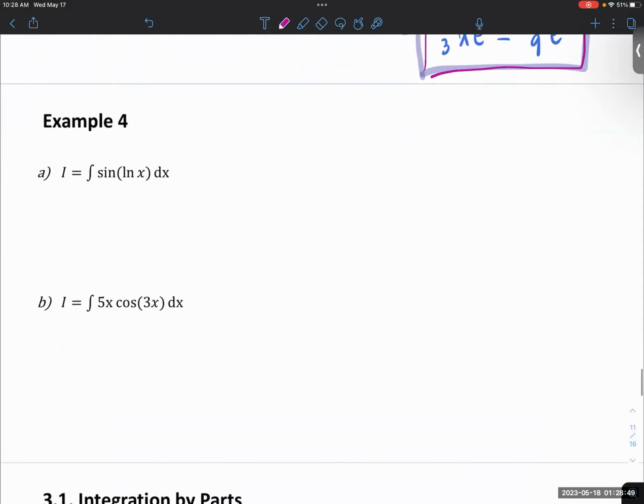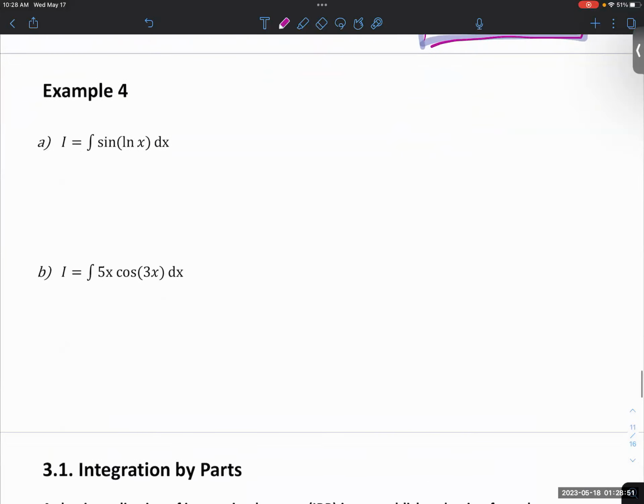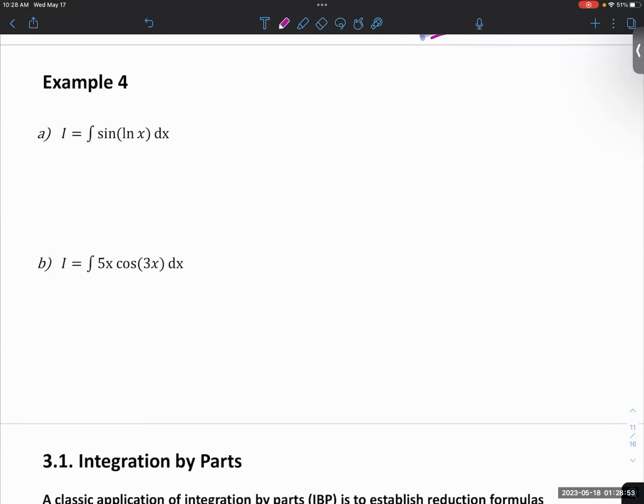Example 4. So we are looking at sine of ln x. Whoa. So it's a very interesting structure when you look at it. Usually it's sine x, and then what happened is ln x has been substituted into the sine x function. Do you see that? And then if you want to use IBP, you need two functions. So this is one function. Let's say there's an invisible one.